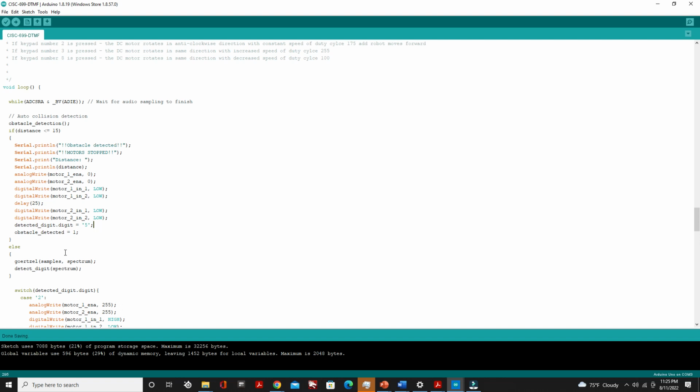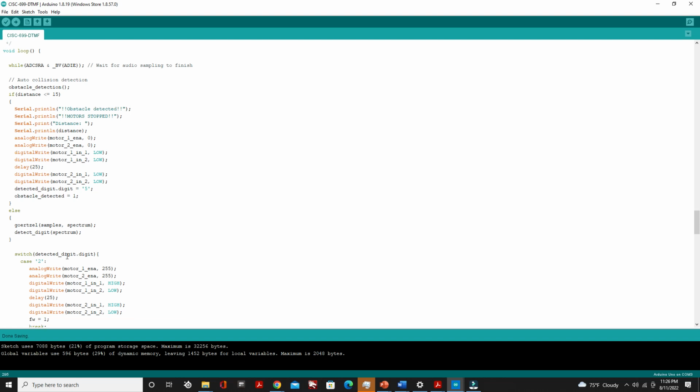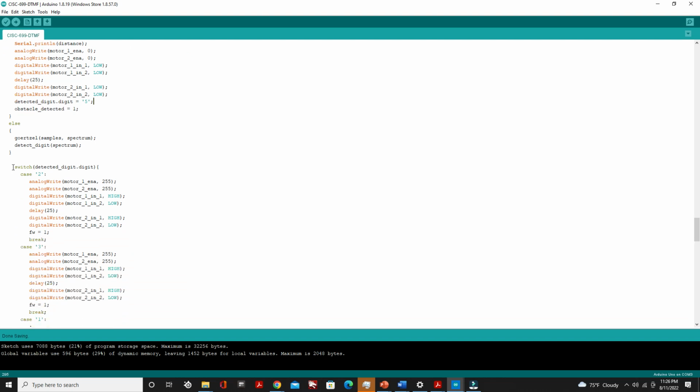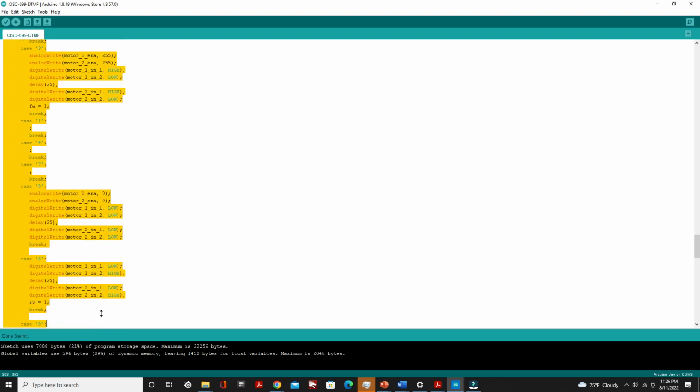And if there is no obstacle, I run the Goertzel algorithm to extract the frequency component from the spectrum I have captured using the A to D conversion. Then I detect the digit using the function detect digit, as I explained before. Below are all the switch case statements, like what action has to be performed for each keypad.